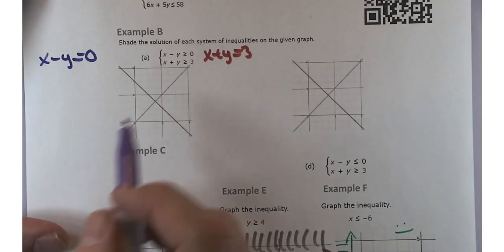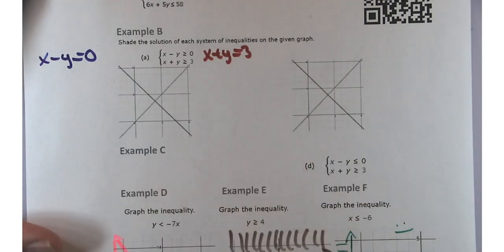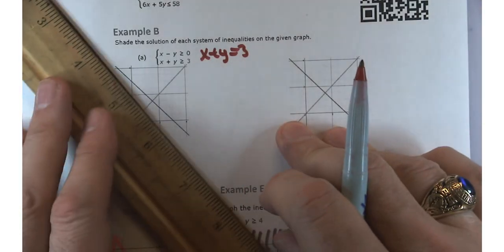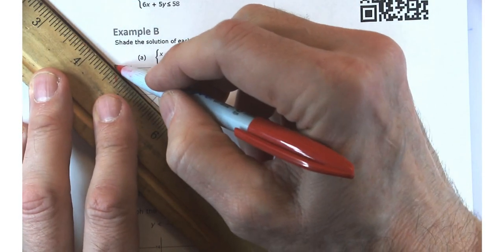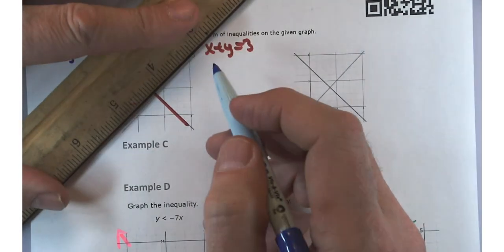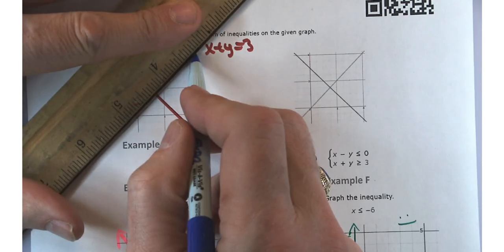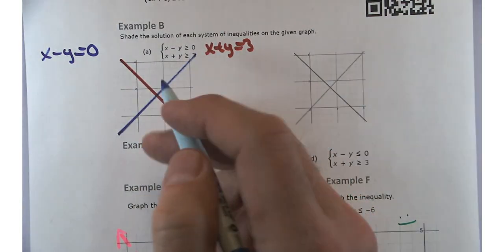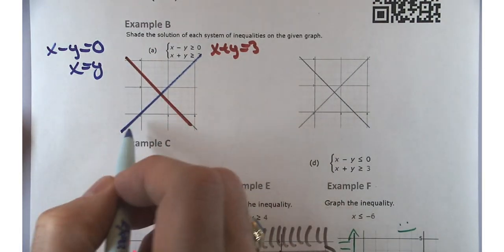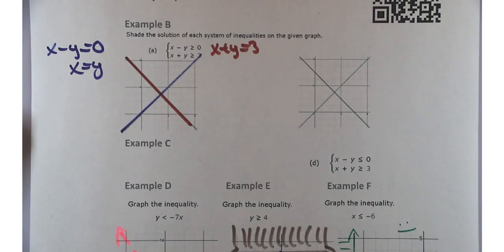Any guesses? Which one is this one right here? x plus y is greater than or equal to 3. Yeah, so this is the equation x plus y equals 3, and then we'll finish graphing it. So I'll draw that one here in red. Then obviously this one has to be in blue. One way to see that this is the graph of the second one is to realize that this is the same thing as x equals y. And x equals y is going to be a line that bisects the first and third quadrants.